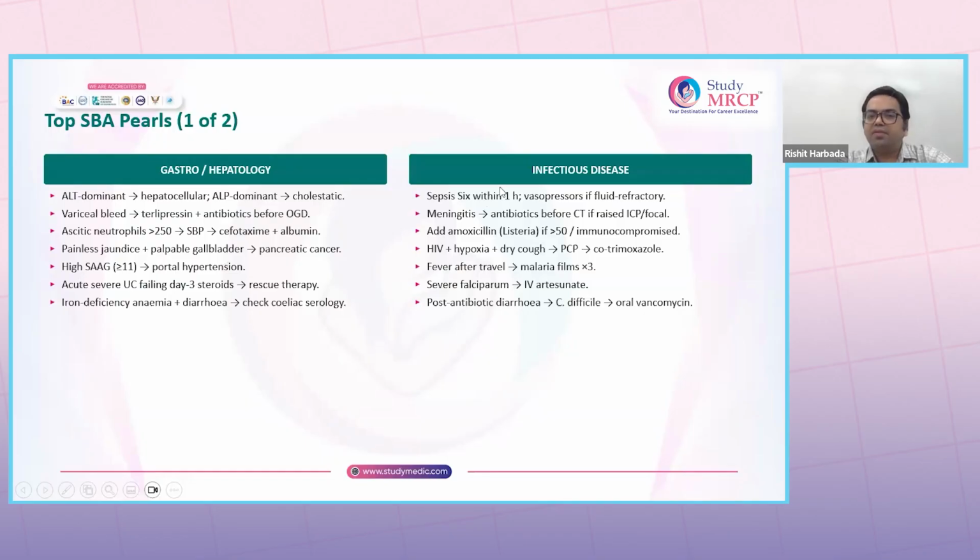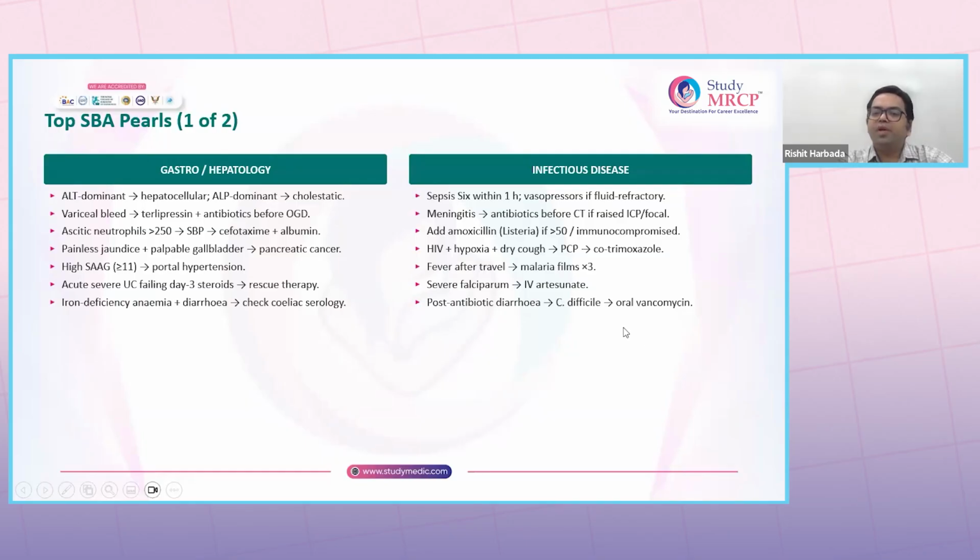Sepsis: the 6 hours, within 1 hour. Vasopressors if fluids fail. Meningitis, we all know that antibiotics should be given with dexamethasone. Add amoxicillin if Listeria. HIV, hypoxia, dry cough, PCP. Fever after travel, malaria, you have to do at least 3 films. Severe falciparum malaria is treated with IV artesunate.